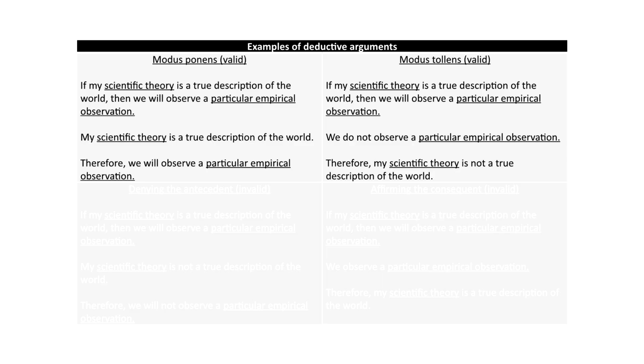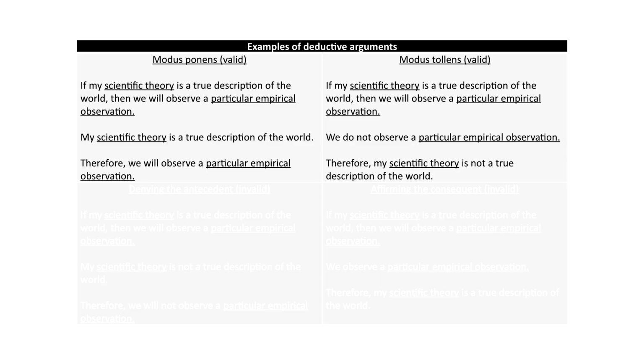If my scientific theory is a true description of the world, then we will observe a particular empirical observation. So it starts with the same premise about the truth of the scientific theory, and that the scientific theory entails certain things should be observed. But we do not observe those particular empirical observations. Therefore, we can conclude that the scientific theory is not a true description of the world.